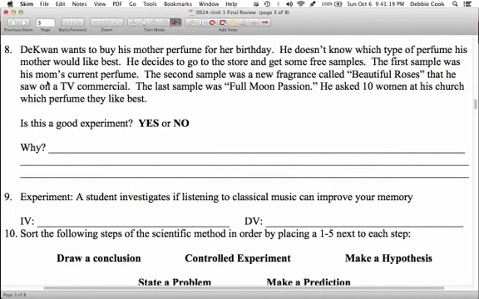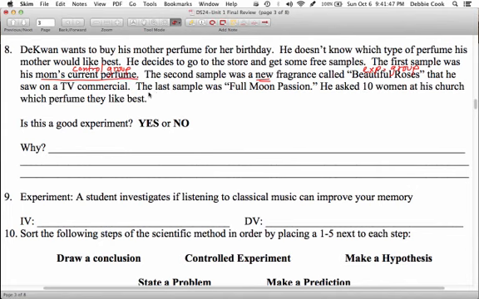The first sample was Mom's current perfume. Well, current is the normal. So I'm already thinking that this is my control group because this is the thing that I don't change. So I'm going to go ahead and label that just for my brain. The second sample was a new fragrance. Anytime you see the word new, you should automatically think this is the experimental group, called Beautiful Roses, that he saw in a TV commercial. So I'm going to go ahead and label this experimental group.